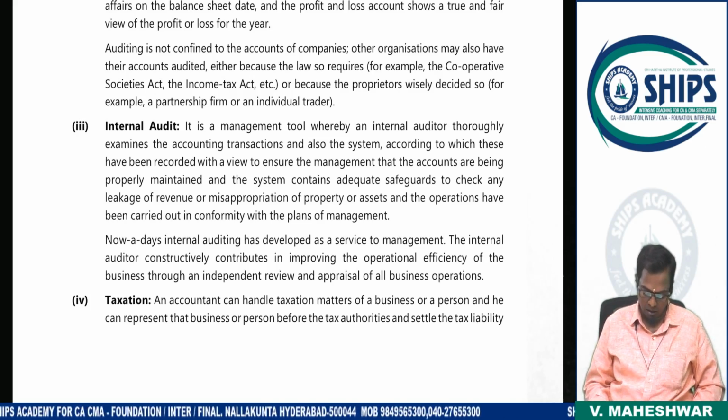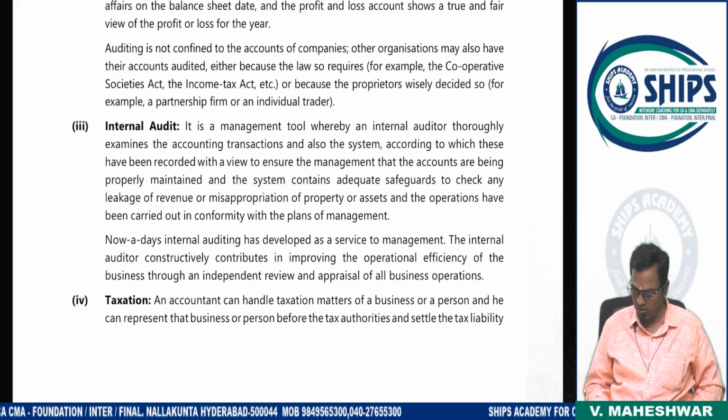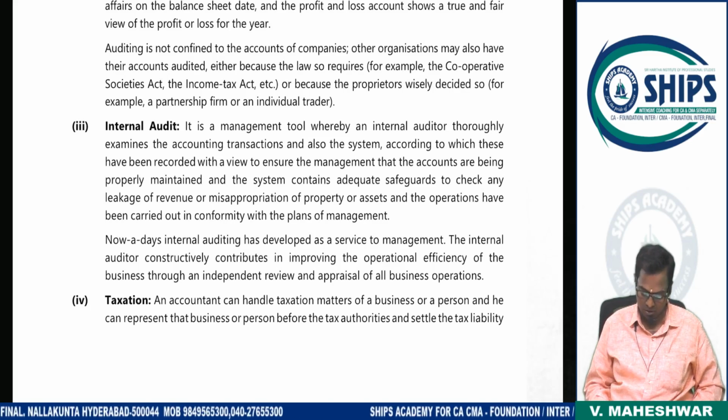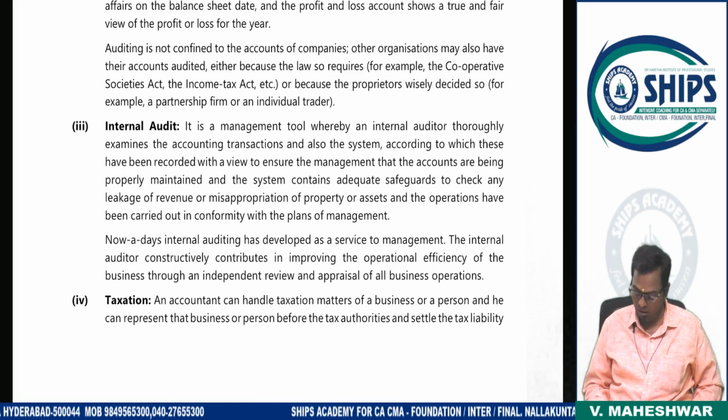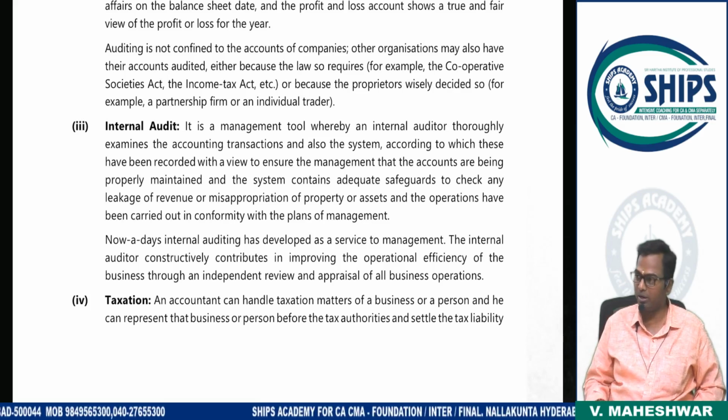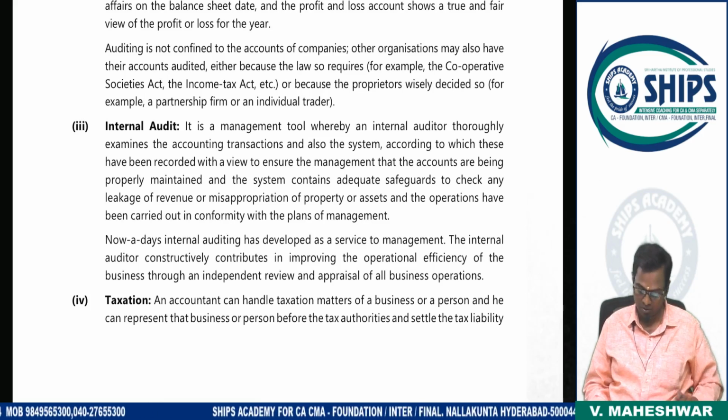Nowadays internal audit has been developed as a service to the management. The internal auditor constructively contributes in improving the operational efficiency of the business through an independent review and appraisal of all business operations. So internal audit is crystal clear, everything is given.